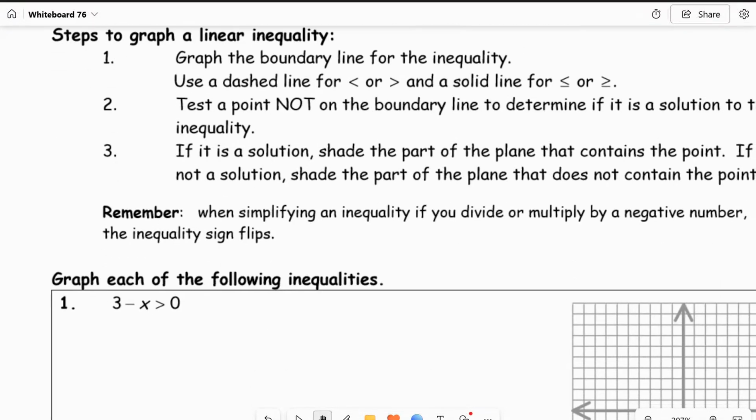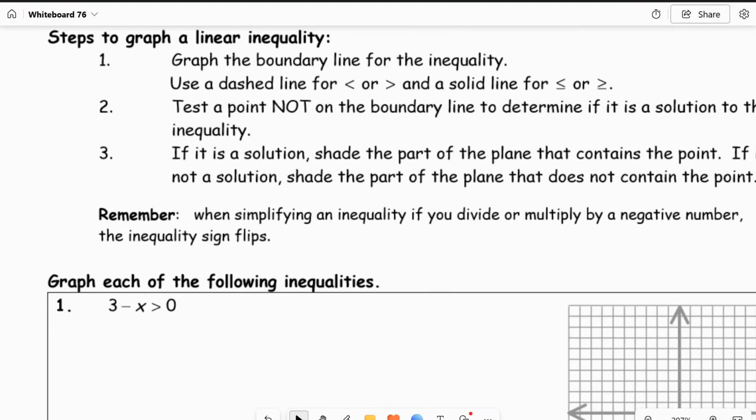So steps are fairly straightforward. First, you will graph the boundary line for the inequality. That is the line that you will solve for in your inequality. Okay, make sure that you guys use dashed lines for greater than or less than signs and solid lines for greater than or equal to or less than or equal to lines.